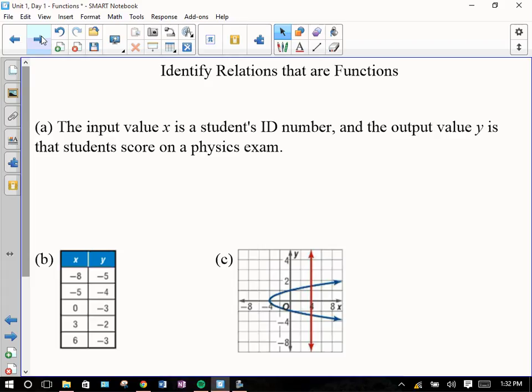Okay. So I want to identify some relations that are functions. The input value x is a student's ID number, and the output value y is that student's score on a physics exam. Is this a function or is this not a function? So, great. Okay, so there we go. Your student ID.